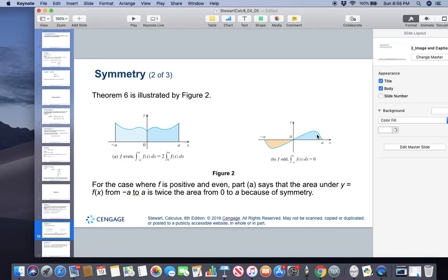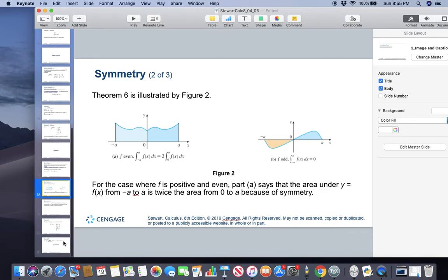Well, the idea then is whatever part lies above is reflected down below on the other side. In other words, this area minus this area is the area from negative a to a. Therefore, they cancel each other and you have the total area to be 0. All right, so that's from symmetry. So here are a few examples.